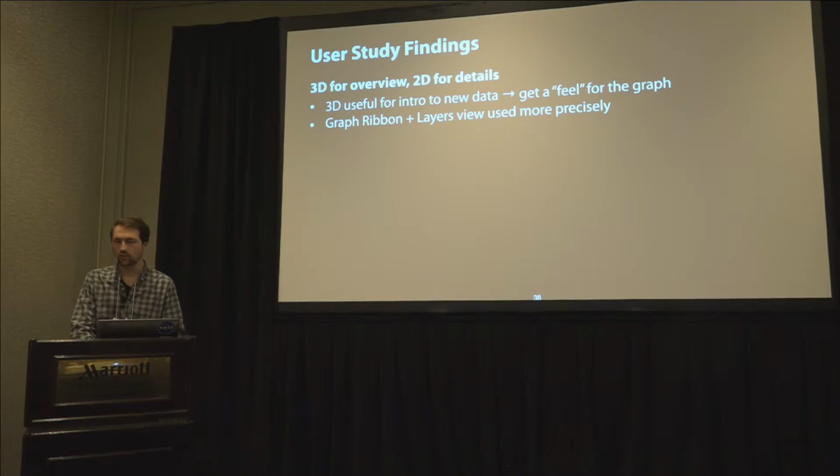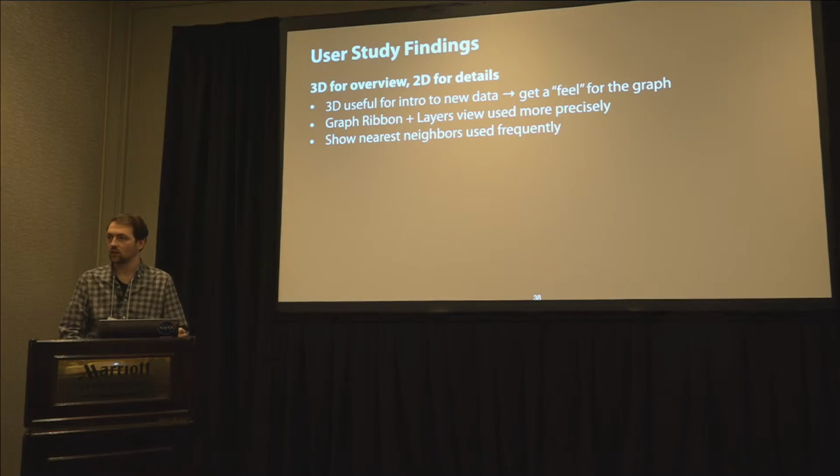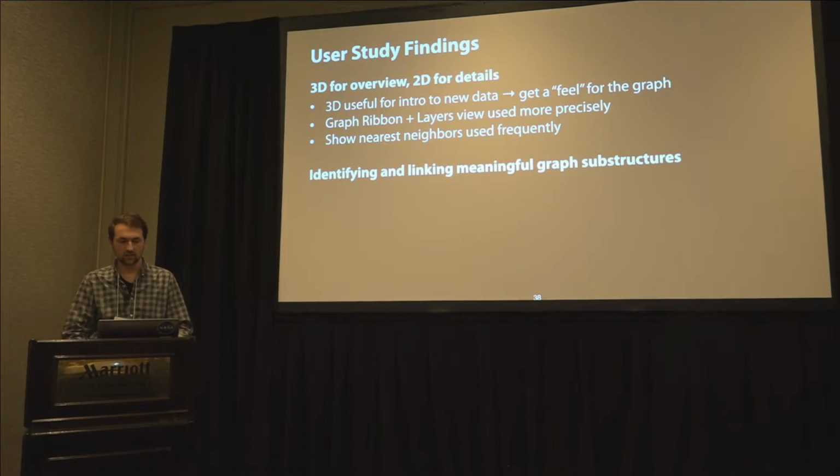In the graph ribbon, the summarization in the middle, and the layers view were used a bit more precisely and analytically. By far the most frequently used interaction was the show nearest neighbor function. So when you hover over a node just to see the one-hop neighbors, that was used time and time again throughout the study. Another finding we had is linking all these graph substructures together.